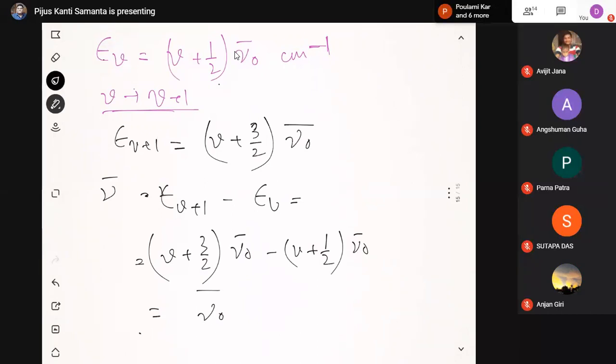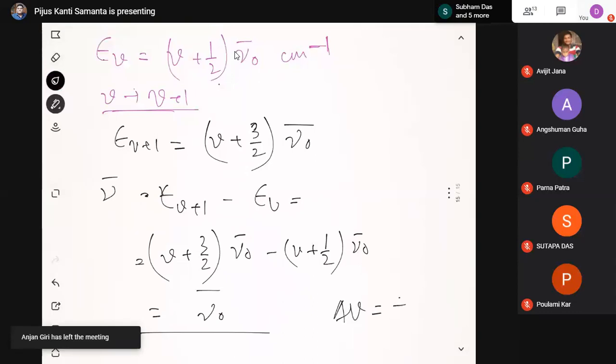Here we have delta V equal to plus or minus 1. Now, if you go to anharmonicity, the situation is different, because the selection rules are delta V equal to plus or minus 1, plus or minus 2, plus or minus 3, and so on. So how will it look? Let us write the anharmonic equation first. How was the anharmonic equation?